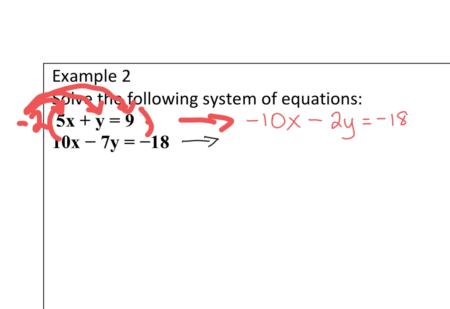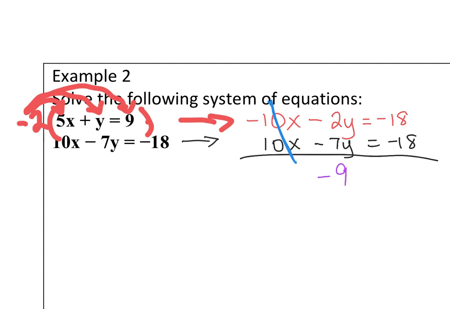The bottom one's going to stay the same. So 10x minus 7y equals negative 18. All right, so now I've created opposite signs, and most importantly, the same number opposite signs. So I have a negative 10x and a positive 10x. So that equals 0. So I'm able to eliminate those, and then combine the like terms of everything else. Okay, so we have negative 2y and negative 7y.